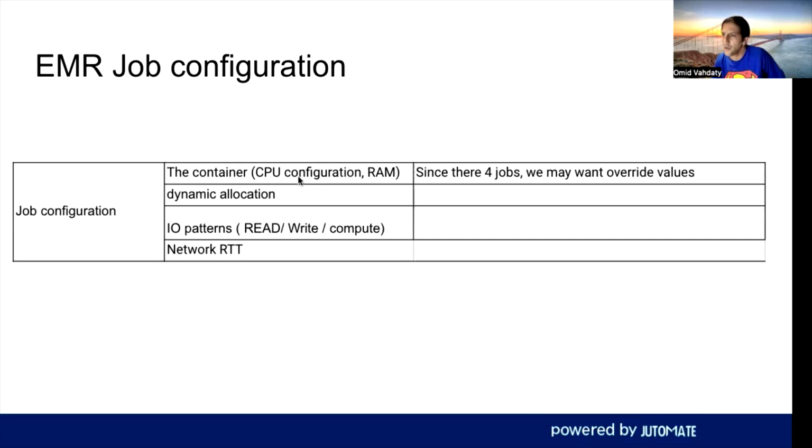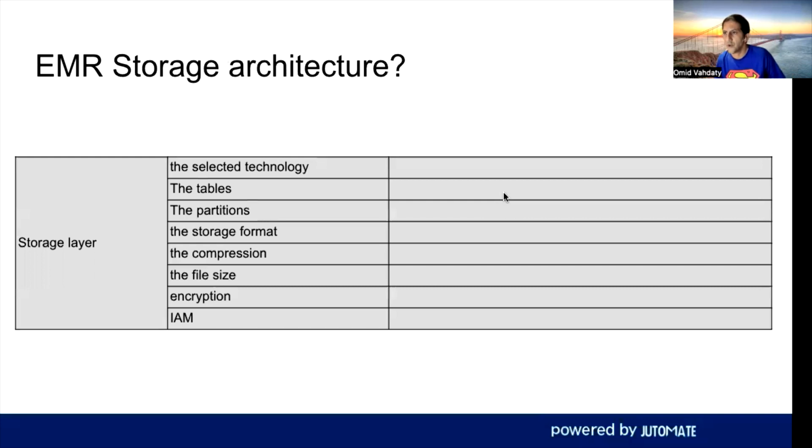So essentially, what you see here is another thing to consider while configuring your job. You don't have a lot of information about the job at this point, but you do know that since there are 4 jobs, you may want to override some values. Let's talk about the storage layers.